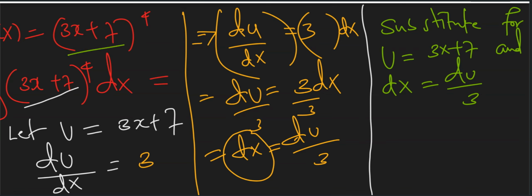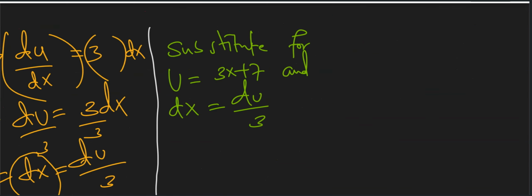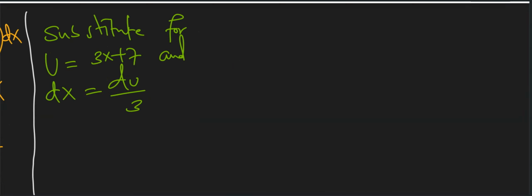So remember, we have our 3x plus 7, which is our u now, and then we have our dx as well, which is du over 3. So let's solve that. The new integration will be the integration of u power 4.